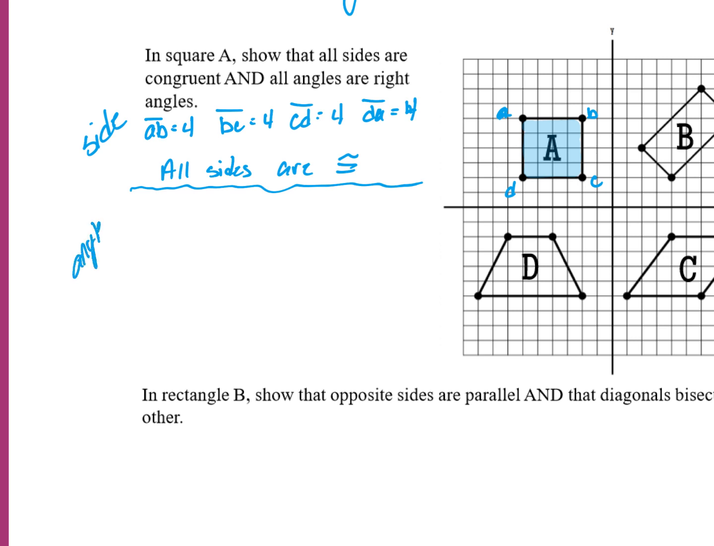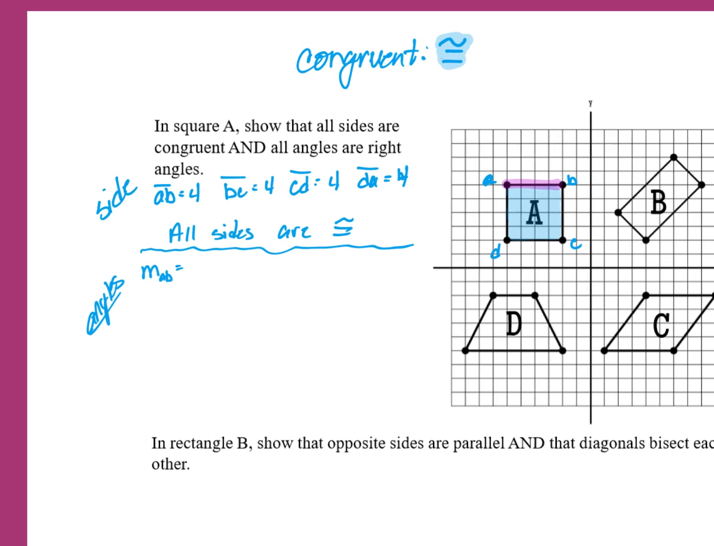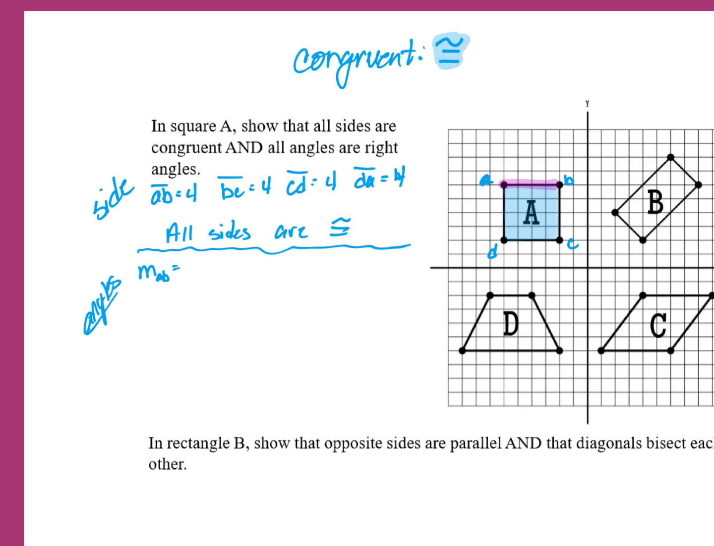So we're going to talk about angles now. So let's find the slope, right? M means slope of the line AB. And I'm just putting a little AB down there. So what's the slope of this line? Right here. What's the slope of that line? Is it horizontal or vertical? I highlighted it. Is it horizontal? Great, it's horizontal.